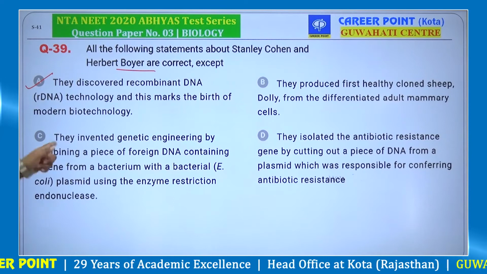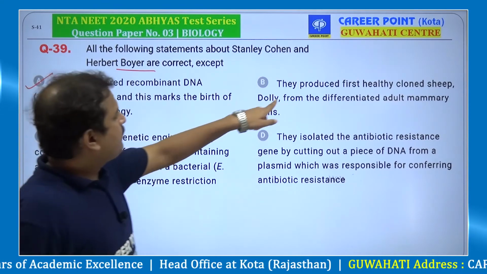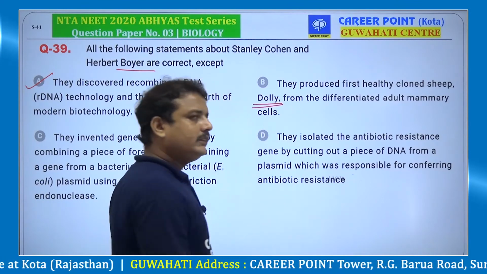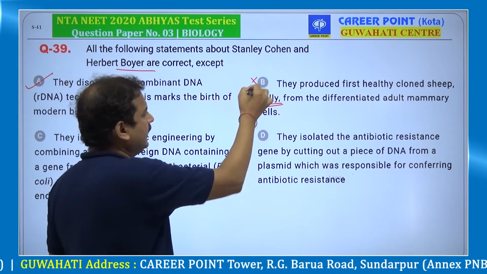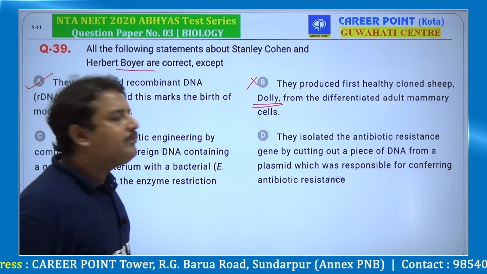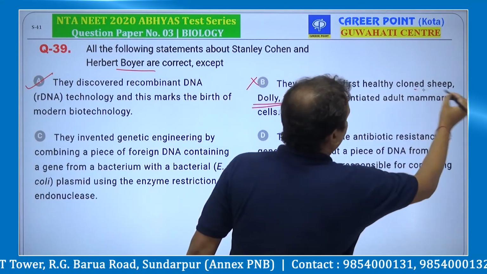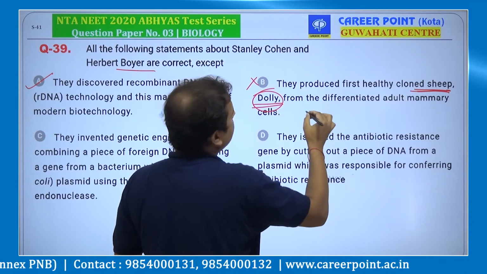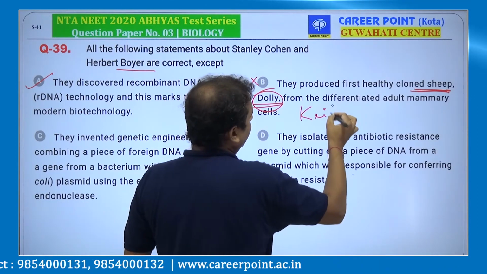Correct. They produced the first healthy clone sheep, Dolly. No, this is not the answer. This is done by Keith Campbell. So this clone sheep Dolly was discovered first. It is done by Keith Campbell.